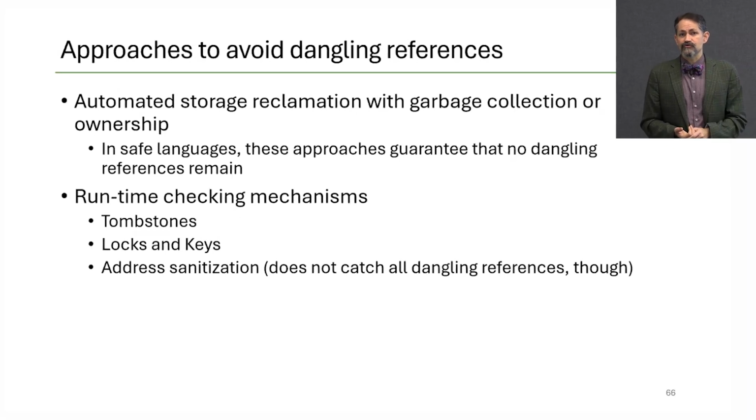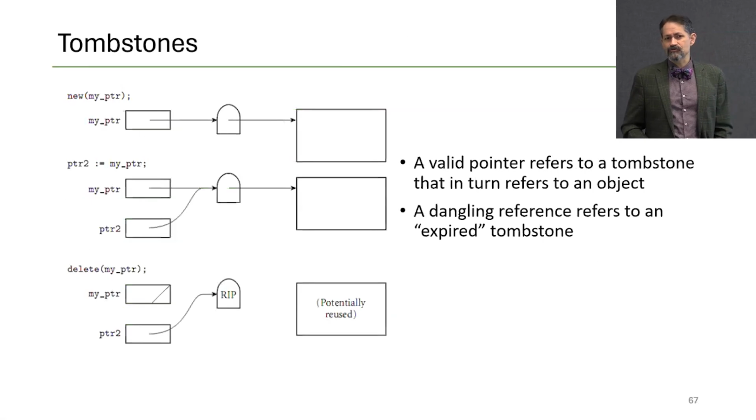There are several approaches that can be used to avoid dangling references. The first is automated storage reclamation with garbage collection or ownership. So if we use a safe language with garbage collection or ownership, then we have a guarantee that no dangling references will remain. If we're instead in an unsafe language, we can use runtime checking mechanisms. These include tombstones, locks and keys, and address sanitization. The latter two approaches may not catch all dangling references, however, but they can check most of them and usually find errors. Let's look at the tombstone approach first.